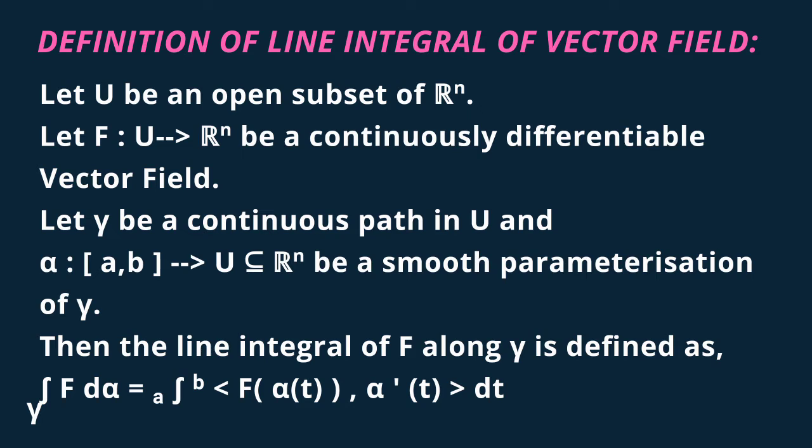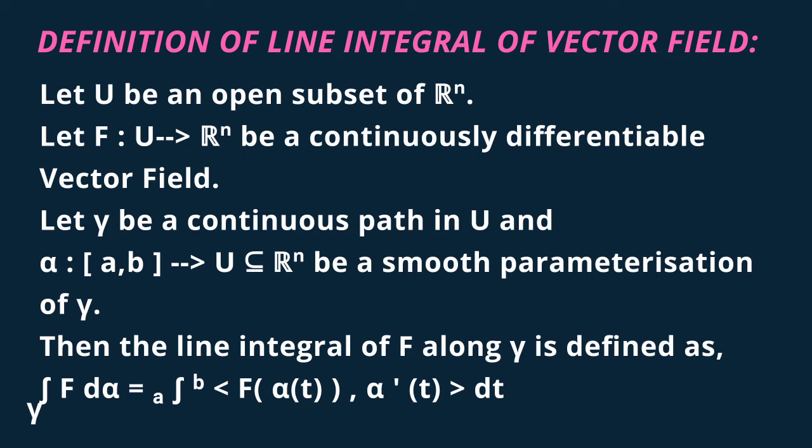So let us see the second part, that is the definition of line integral of a vector field. Let U be an open subset of Rn. Let F from U to Rn be a continuously differentiable vector field. Let gamma be a continuous path in U or a curve in U, and alpha from AB to U subset of Rn be a smooth parameterization of gamma. Now smooth means continuously differentiable.